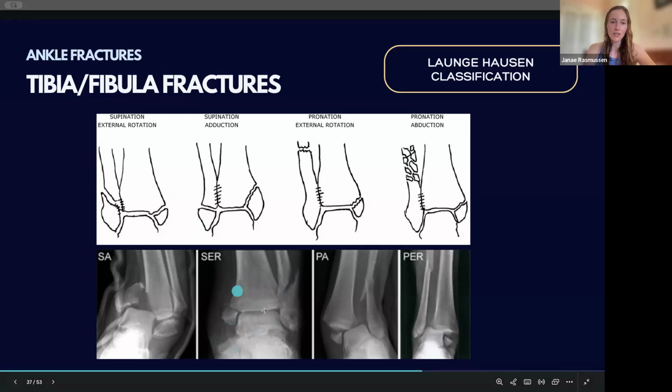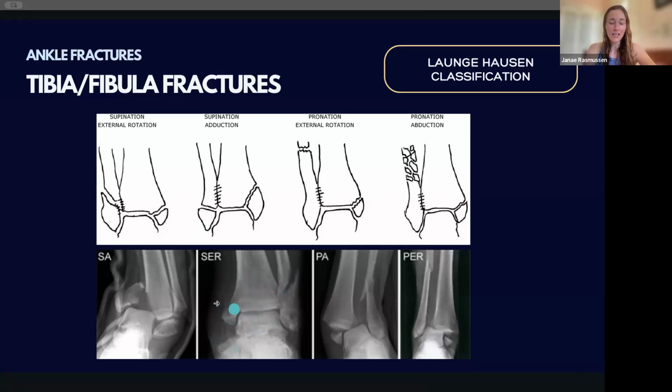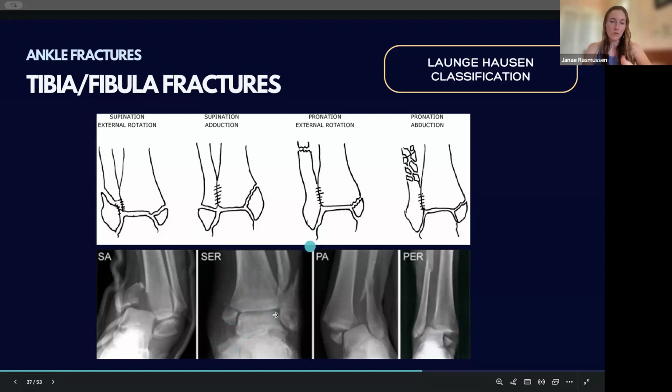So in your supination external rotation, you get this basically kind of transverse-ish fracture of the medial malleolus, and then this oblique fracture of the distal fibula or the lateral malleolus. Why? Because once again, you start with supination to have that force on the medial malleolus, and now you twist into external rotation, and that provides that force of energy into this oblique fracture to the lateral malleolus.